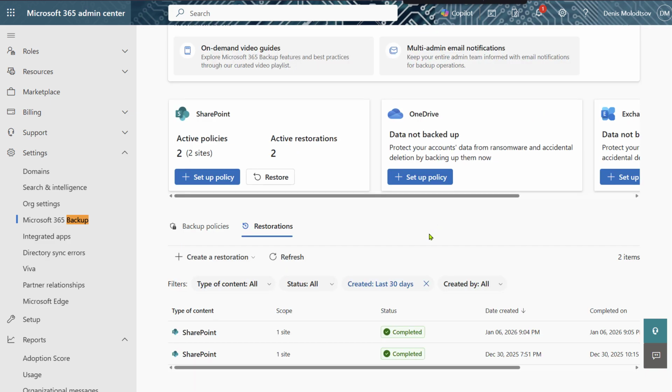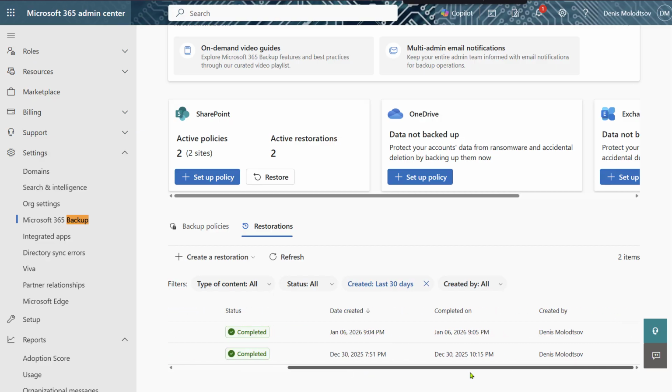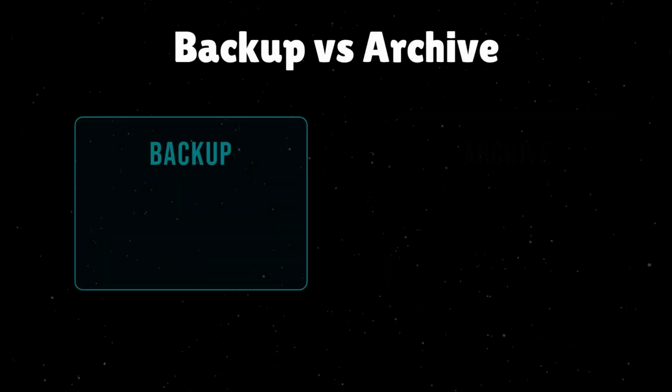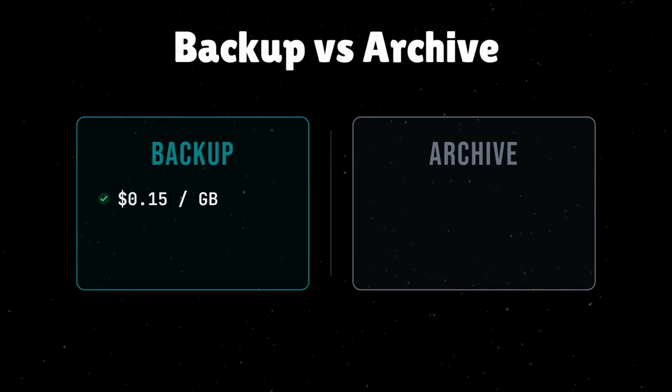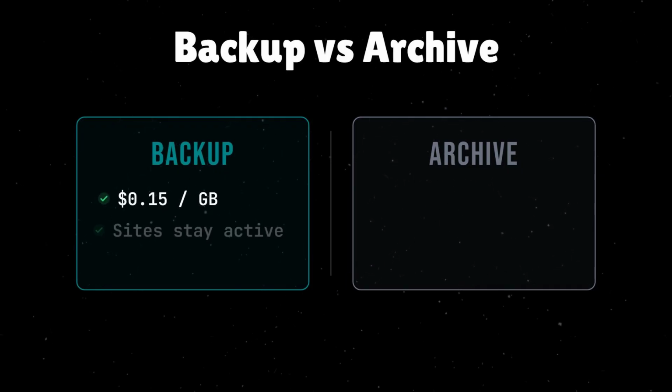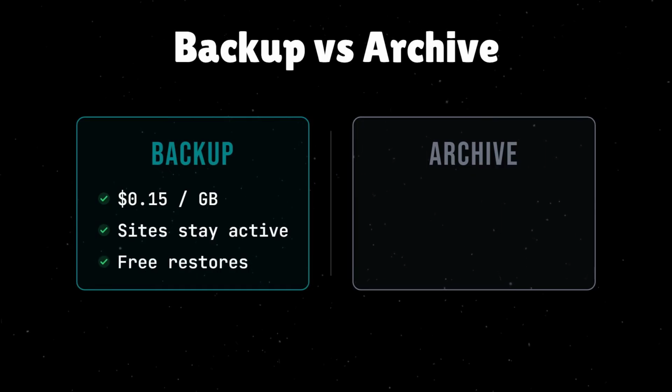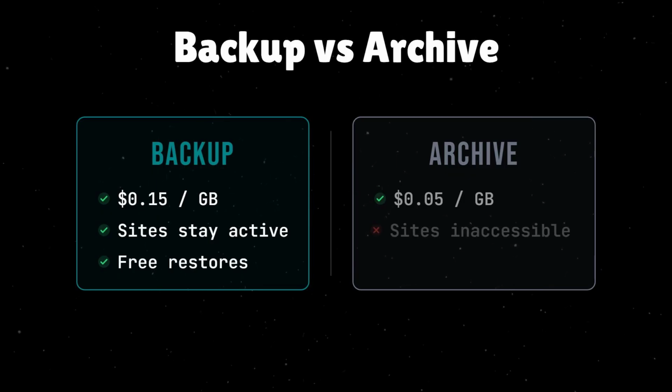That's Microsoft 365 Backup. It's native, fast, and built into the Admin Center. Let's do a quick comparison to Archive. Backup costs 15 cents per gigabyte. Sites stay active and the restores are free. Archive costs only 5 cents per gigabyte, but sites become inaccessible.